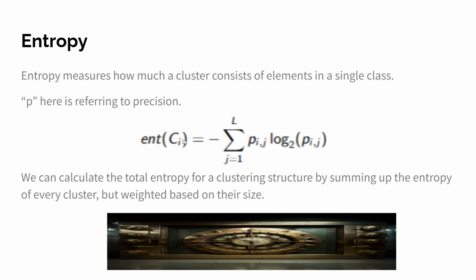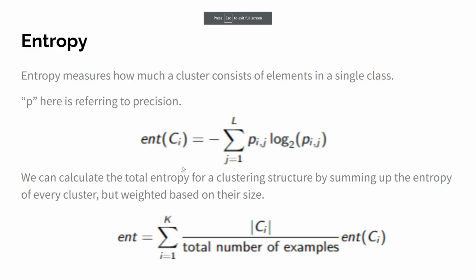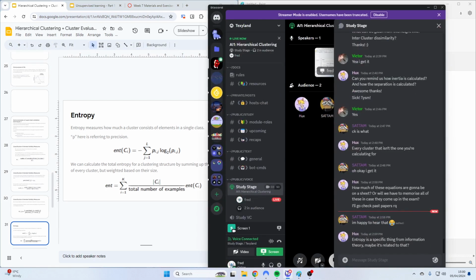So for entropy of a specific cluster, we just calculate the total entropy of a clustering structure by summing up the entropy of every cluster, but weighted based on their size. So we end up with this. The entropy of a whole clustering structure is, we're going to just go over every cluster, calculate its entropy, and then weight it based on how many items are in the cluster. So it's weighted. Entropy is a specific thing from information theory.